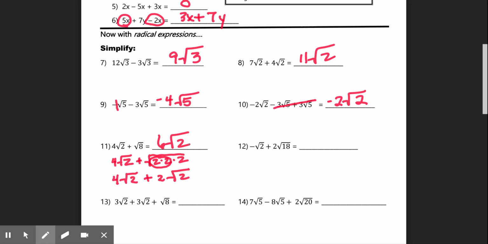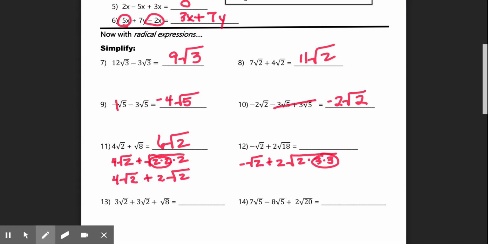All right, number 12. We're going to break down the 18 right here. So this negative 2 square root of 2 stays the same, plus 2 times, and then 18, I'm going to break down into 2 and 9. So 2 times, and 9 will break down into 3 and 3.